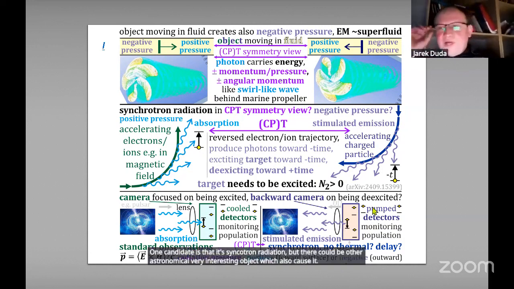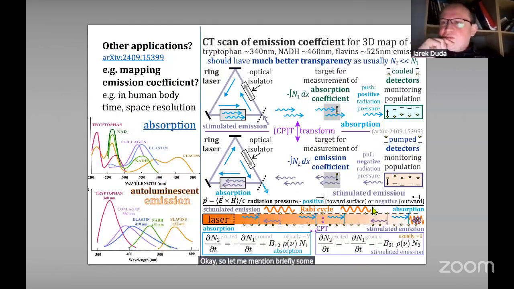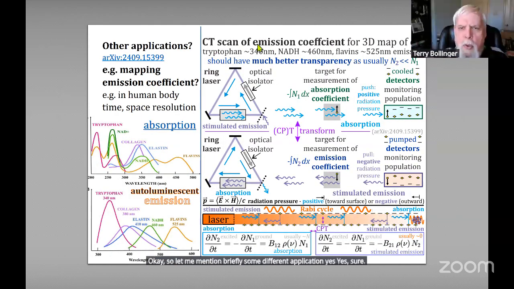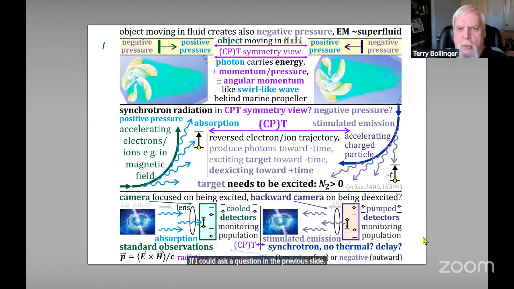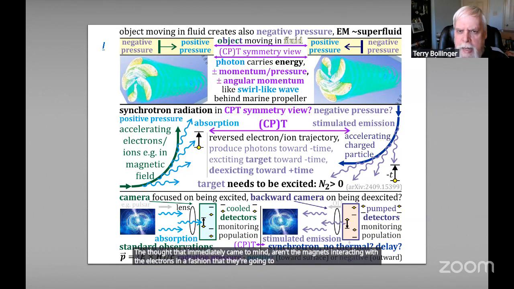Okay, so let me mention briefly some different application. Yes, Eric? Sure. If I could ask a question on the previous slide, when you were talking about the negative pressure going the other direction, the thought that immediately came to mind: aren't the magnets interacting with the electrons in a fashion that they're going to take up the negative? Aren't the momentum issues going to be resolved through the magnets?